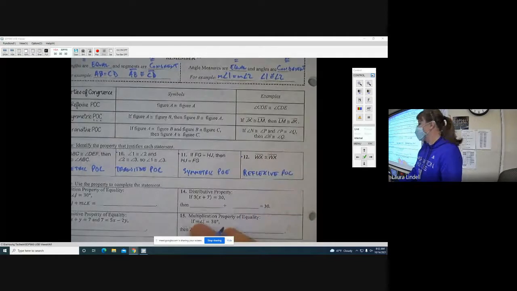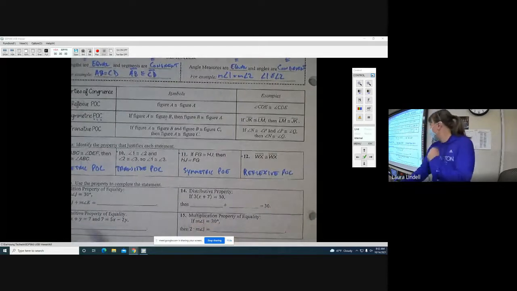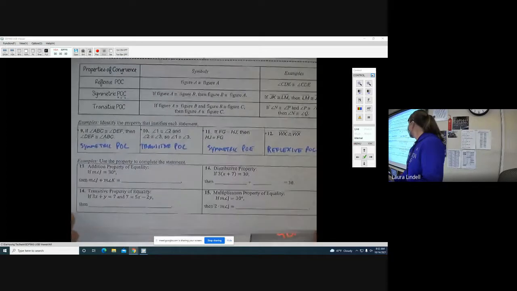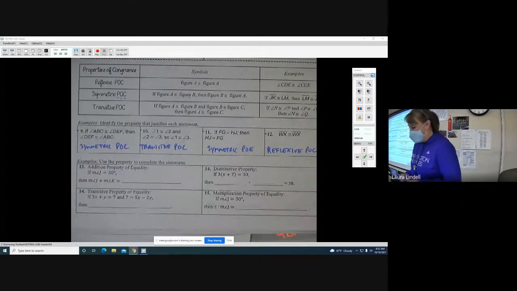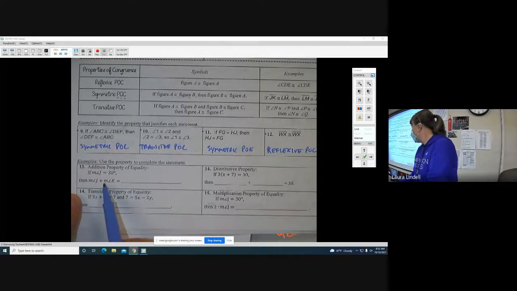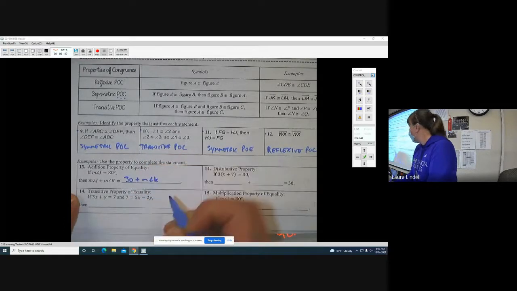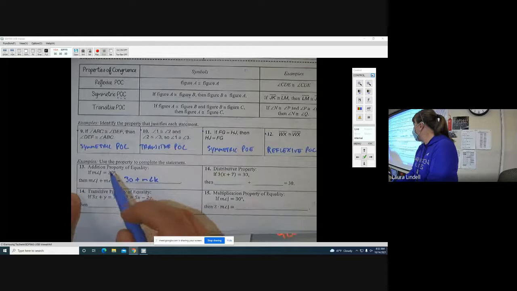All right, the last kind of question that we're going to talk about together is these ones down here. 13, 14, 14, and 15, apparently, because the numbers are duplicated there. All right, so addition property of equality. If measure of angle J equals 30, then measure of angle J plus measure of angle K is going to be equal to 30 plus measure of angle K. So basically you look at the difference between here and here and notice that on the left-hand side, angle K was added. So on the right-hand side, angle K should also be added. That's how we want to finish that one.